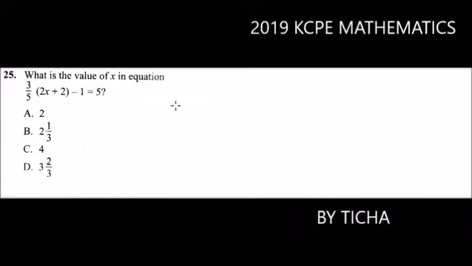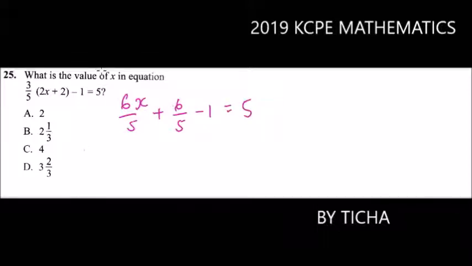Question number 25. What is the value of x in the equation 3/5 into bracket 2x plus 2 close the bracket minus 1 is equal to 5. So here you need to open the bracket first. So when you open the bracket, 3/5 multiplied by 2x, that will give you 6x divided by 5. 3/5 multiplied by 2, that will give you 6/5, and then we minus 1 is equal to 5.